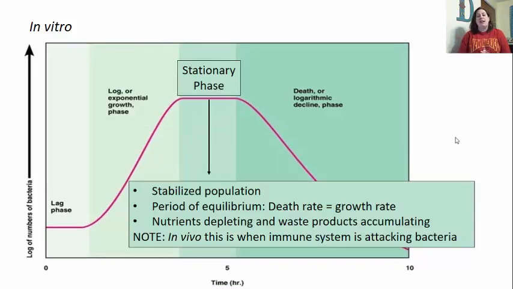We then have the stationary phase. This is a stabilized phase, and you can see that it is a plateaued group. This is a period of equilibrium. So the death rate of these bacteria dying is equal to the growth rate. So you don't see any extra growth. It's equal here. Nutrients are starting to deplete, and waste products are starting to accumulate. And because of this, it's causing it to have a more stationary phase. In vivo, this is when the immune system is attacking the bacteria and hopefully getting an advantage over it.